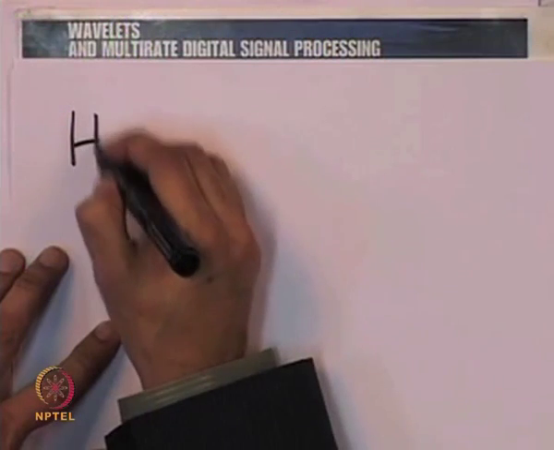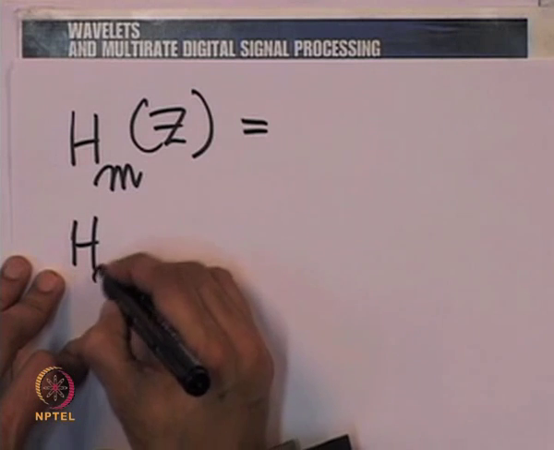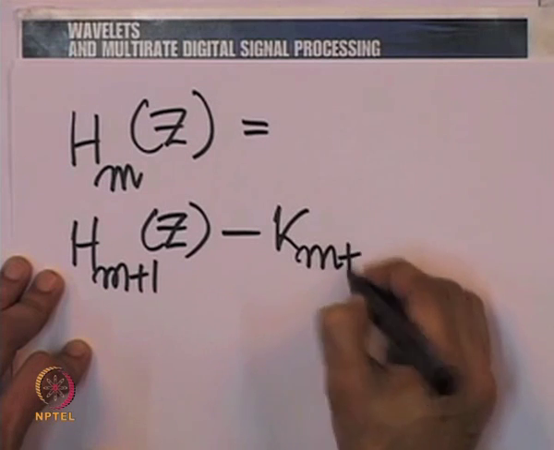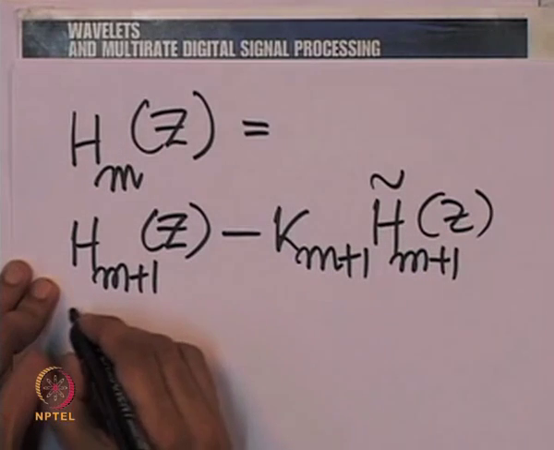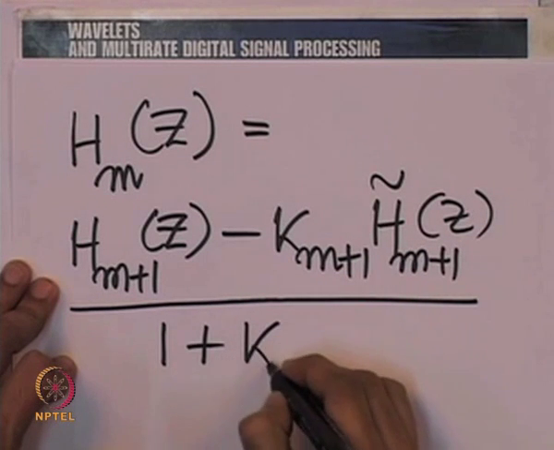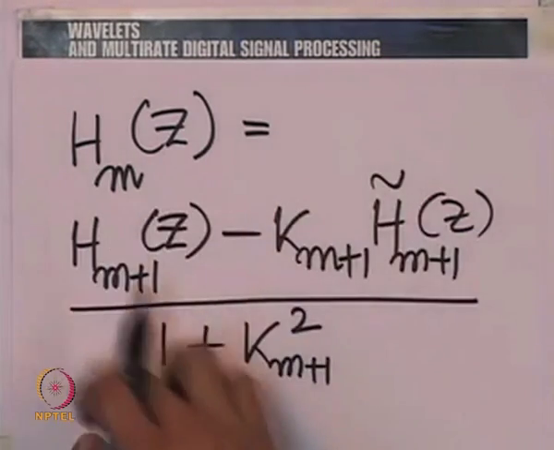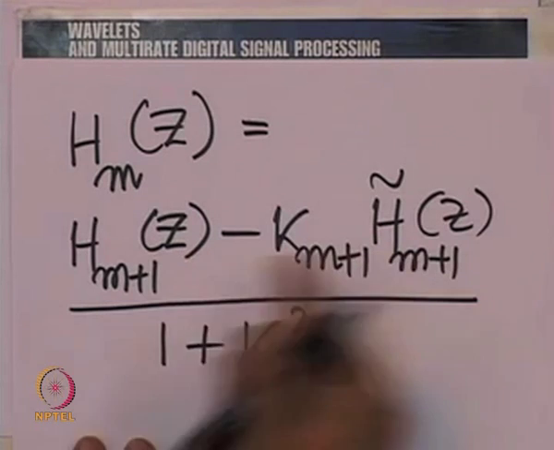So, what we are saying in effect is HM(Z) is HM plus 1(Z) minus KM plus 1 HM plus 1 tilde(Z) divided by 1 plus KM plus 1 squared. Now, let us look at the validity of an expression like this. Validity means, is this expression computable? Does it make sense? Now, of course, this definitely makes sense. There is no problem.